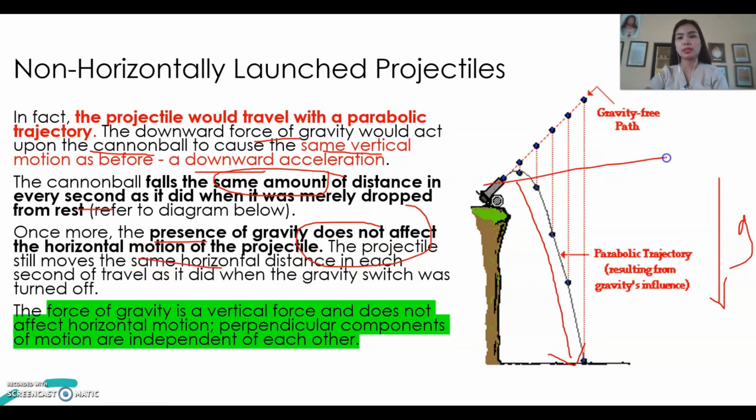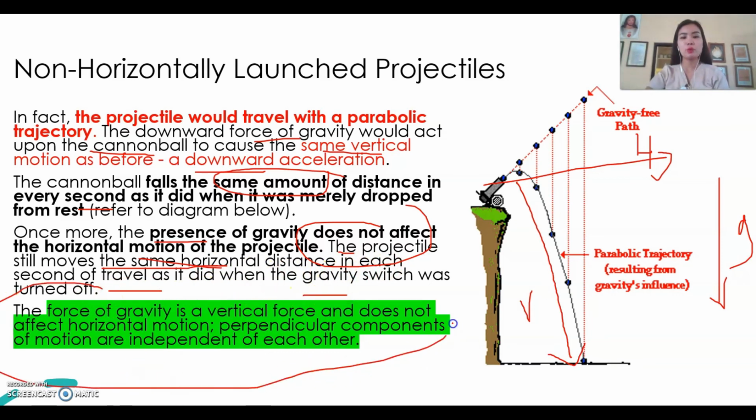So, walang kinalaman dito si ating horizontal and the vertical. The projectile still moves the same horizontal distance in each second of travel as it did when the gravity switch was turned off. Remember that the force of gravity is a vertical force and does not affect horizontal motion. So, si vertical, remember, it's the gravity. And they are perpendicular components of motion and are independent of each other.